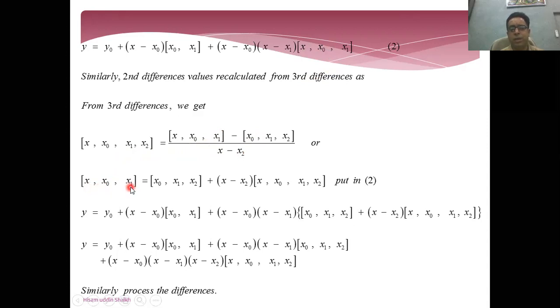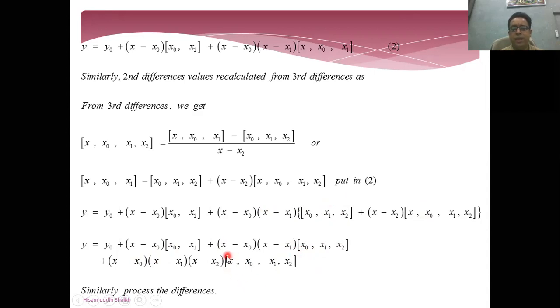We calculated the second difference value just like this. The same value is put in equation number 2 here, so equation number 3 becomes as shown. The first difference, these two brackets, and this is the value of the second difference. When we apply algebraic multiplication, this bracket multiplies here and this bracket multiplies here. So this is equation number 3 for only the second difference, x0, x1, x2.